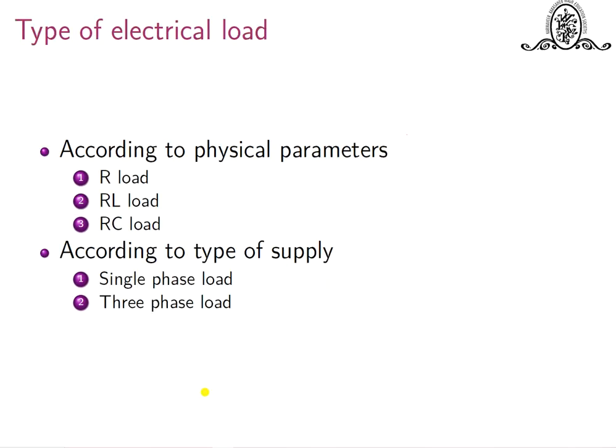What are the types of electrical load according to the physical parameters? So what are the physical parameters in a circuit? The physical parameters of the circuit are R, that is the resistance, inductance, or capacitance. It may happen that there is a combination of these: only a resistive load, an RL load, and an RC load. There is a possibility of an RLC load also.